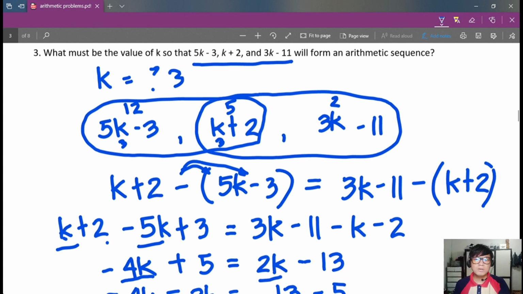So, tingnan natin kung meron silang common difference. Common difference ito, 5 minus 12 is negative 7. Ito siya, 3 times 3 is 9 minus 11, so that's negative 2, tama. So, 12 and 5, ang common difference nito is negative 7. Ito naman, dalawa, the common difference of 5, negative 2 minus 5 is negative 7. So, tama yung sagot natin. The value of k is 3.